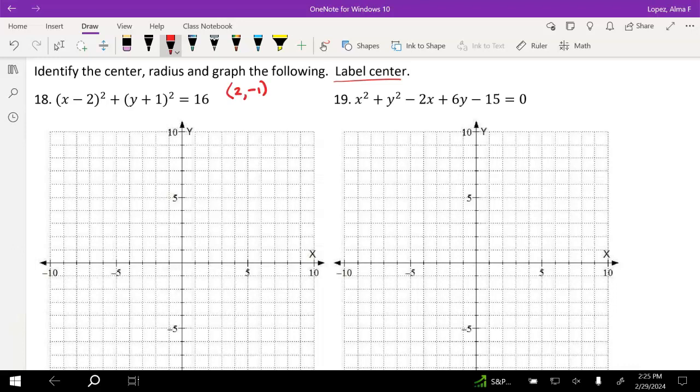Remember, they come out with the opposite sign when you build the center. And the radius, if this is r squared, r is 4. I'm going to go to 2, -1, mark and label my point. From there, I will go 1, 2, 3, 4 in every direction. Make a little X, and then draw it in as best you can.